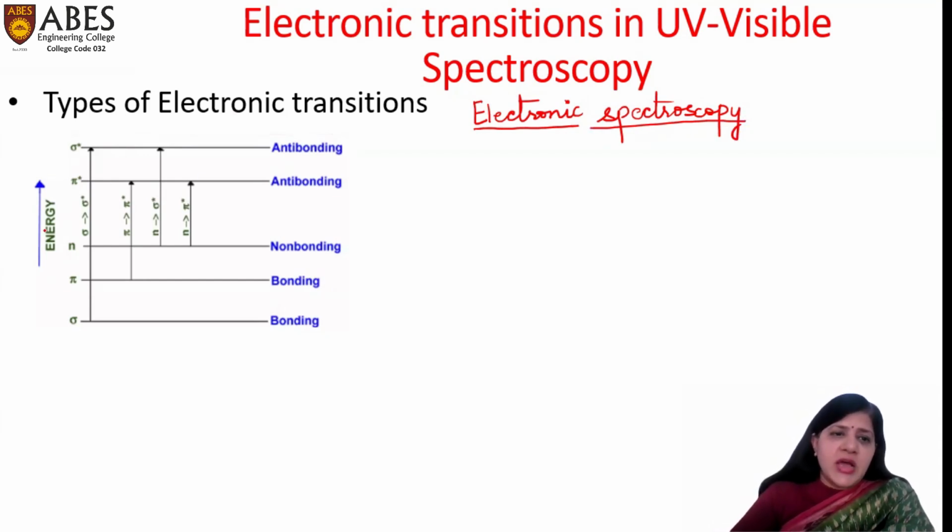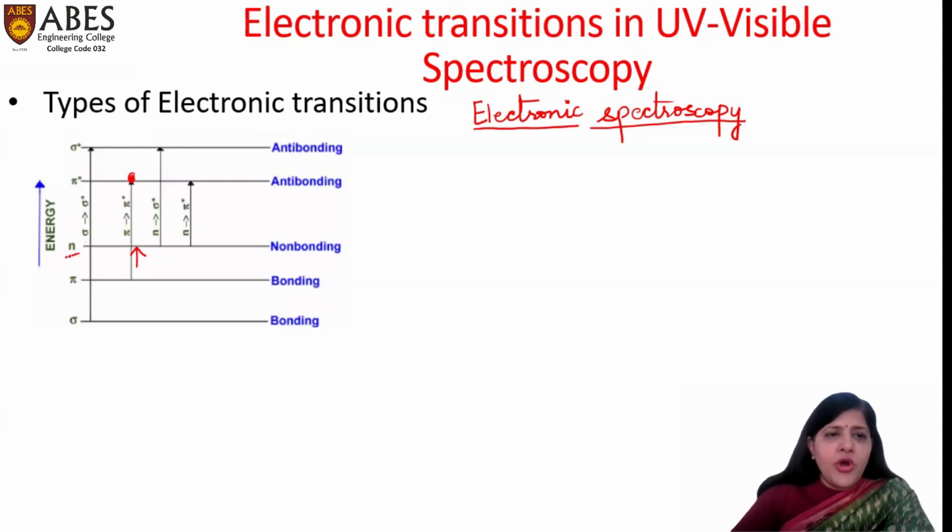The transitions are sigma electron to sigma antibonding. This transition is basically exhibited by all saturated hydrocarbons or all saturated compounds, where the electron absorbs energy and undergoes sigma to sigma antibonding transition. If we have pi electrons in unsaturated molecules, then these pi electrons absorb energy and move to pi antibonding orbital. This transition is pi to pi antibonding transition.